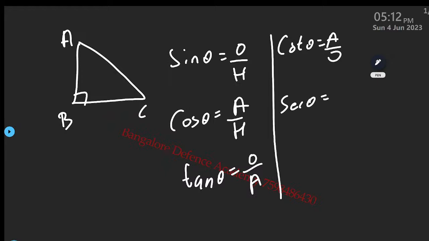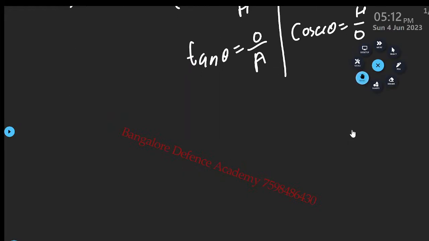Secant theta can be written as hypotenuse by adjacent. Cosecant theta can be written as hypotenuse by opposite. This we know, right? Already we have done it in 10th standard. Next, after this we have this formula.